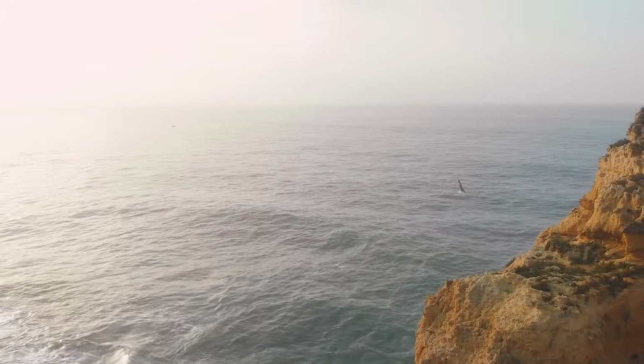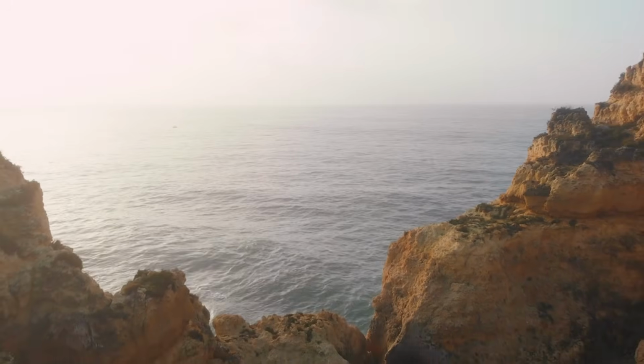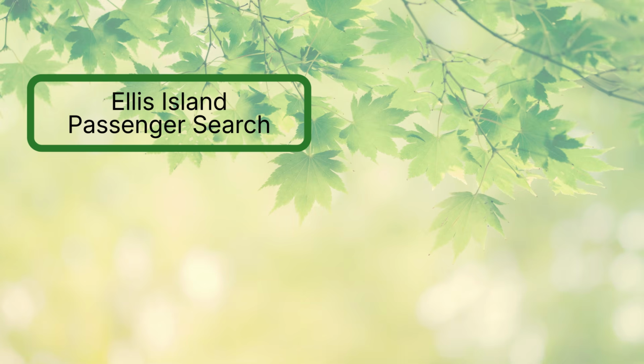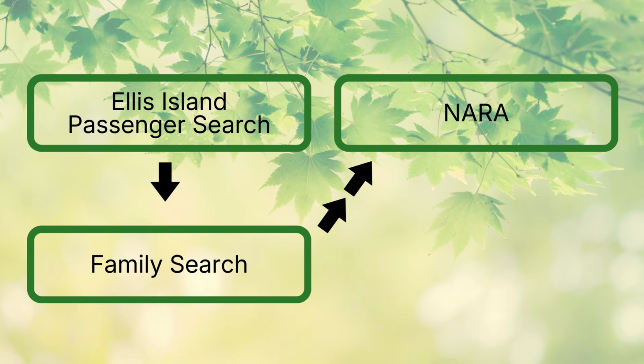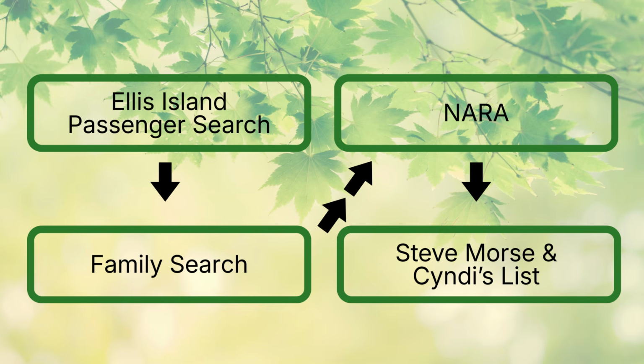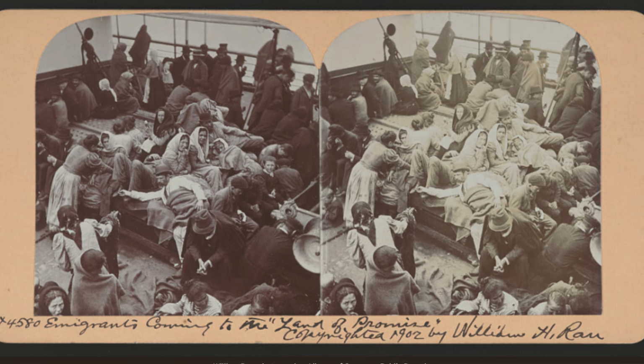So let's look at a nice workflow that you can use to find free immigration records. Start with Ellis Island Passenger Search. Use FamilySearch for Castle Garden, Ellis Island, and citizenship records. Use NARA for original federal records. And use Steve Morse and Cyndi's List for extra help. With these free tools, you can find most immigration records without paying for a subscription.